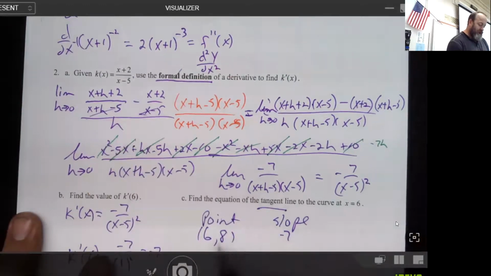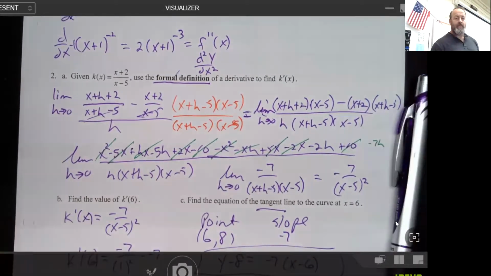So I now have a point and I have a slope. So it's going to be y minus 8 equals negative 7 times x minus 6. And that is the point slope form of my tangent. And so that's the first 2 questions on the review.